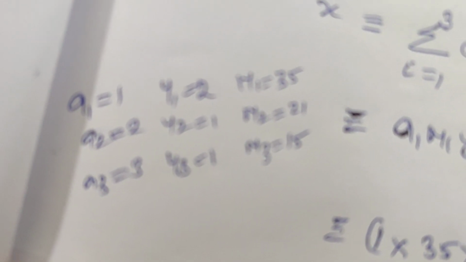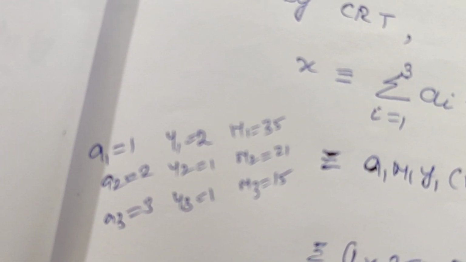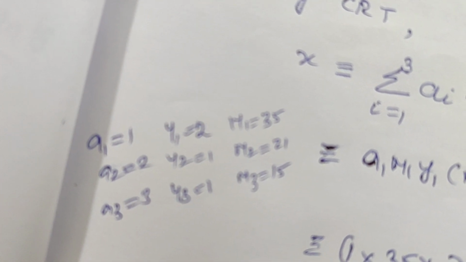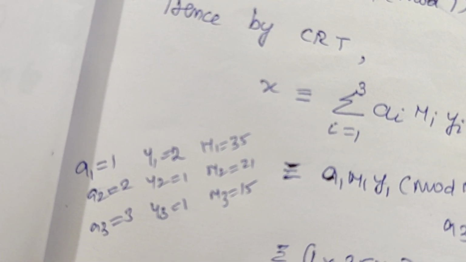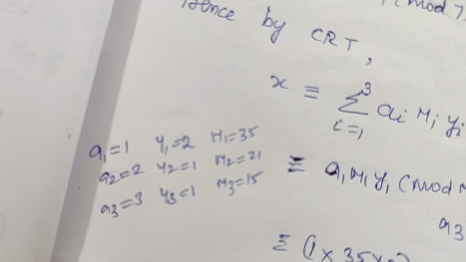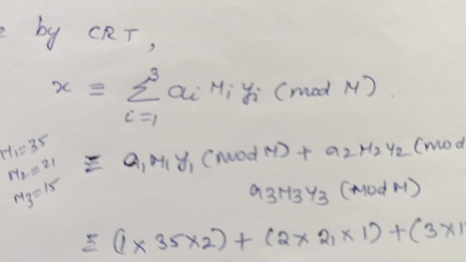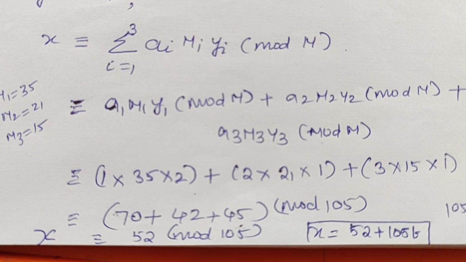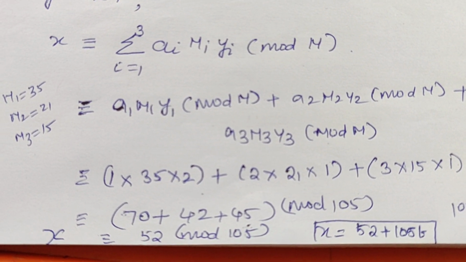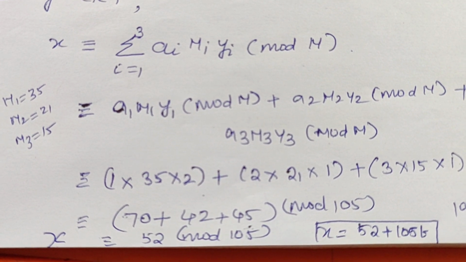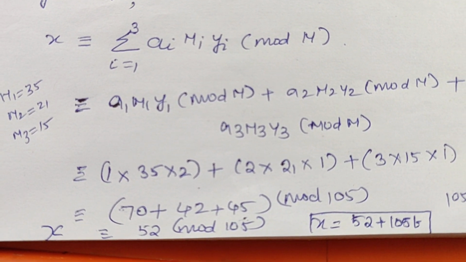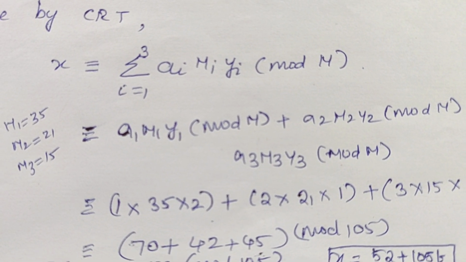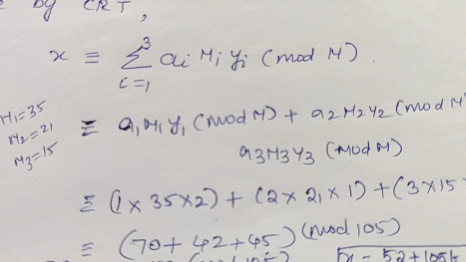Here a1 equal to 1, a2 equal to 2, a3 equal to 3 and y1 is 2, y2 is 1, y3 is 1. Capital M1 is 35, capital M2 is 21 and capital M3 equal to 15. After substituting all these values, finally I found the value of x as congruent to 52 mod 105, which is our general solution of the Sun Tzu's puzzle.